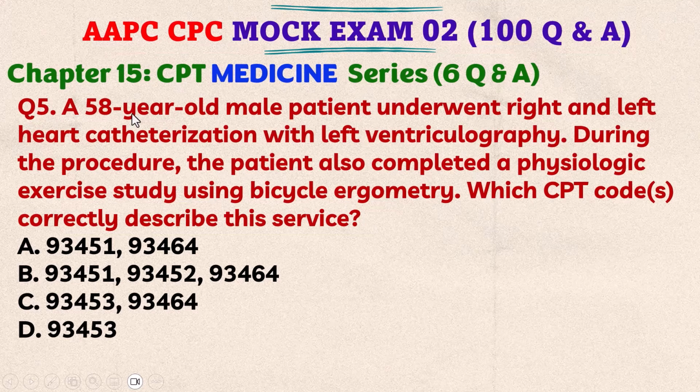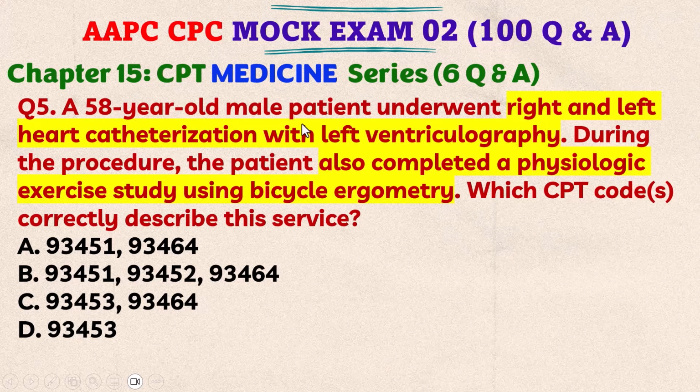Question number 5. A 58-year-old male patient underwent right and left heart catheterization with left ventriculography. During the procedure, the patient also completed a physiologic exercise study using bicycle ergometry. Which CPT codes correctly describe this service? So there are 4 answers available. Take your CPT code and find the answer.